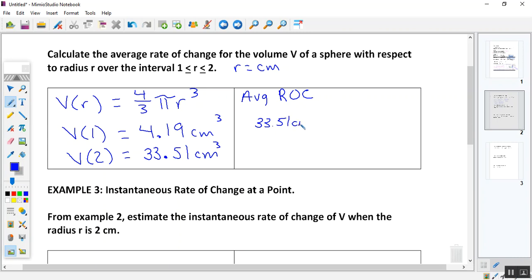33.51 cubic centimeters minus 4.19, and then this is all going to be over what's the interval from what to what? So that'd be 2 minus 1, right? I don't know what that is up top. Help me out, kids. 29.32, is that right? Okay.